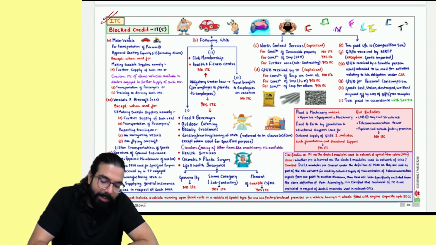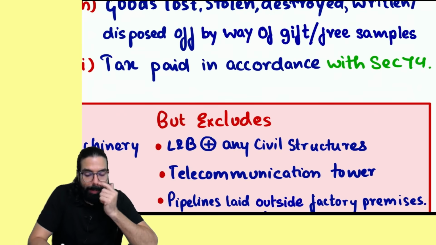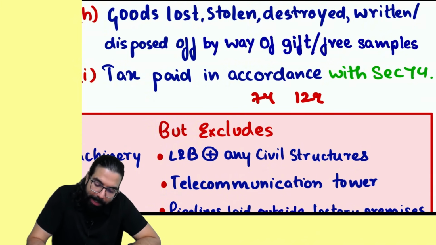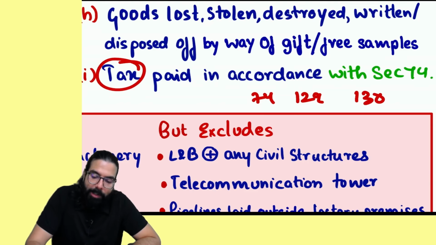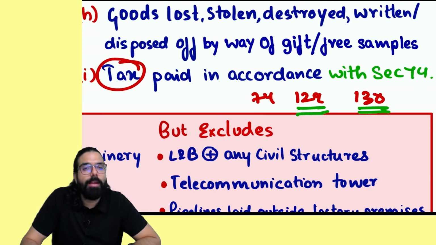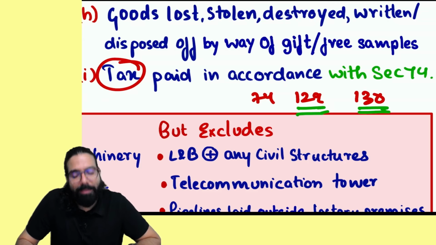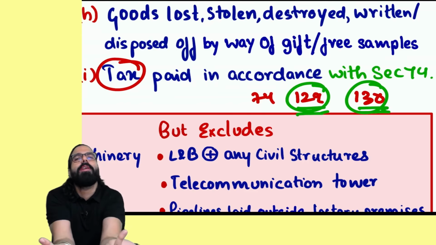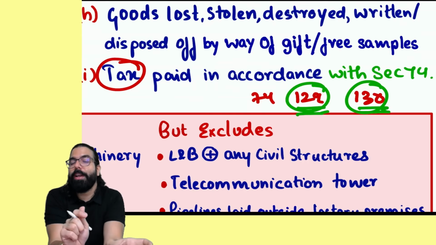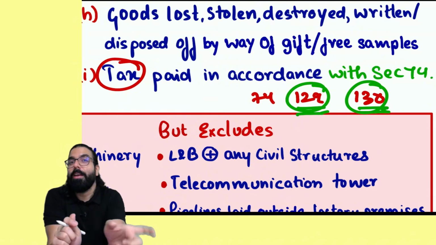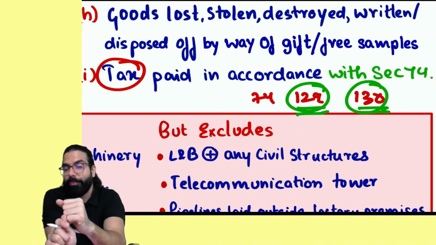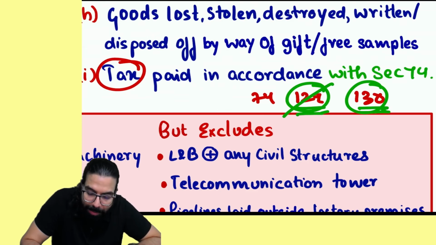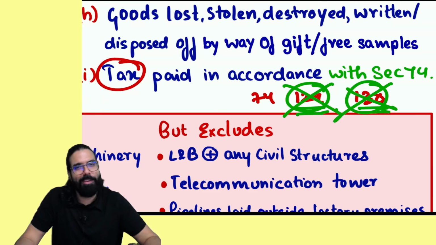Next one. In Section 17, one point was there: if tax is paid in accordance with Section 74, 129 and 130. Under Sections 129 and 130, you never pay tax, you pay penalty, and on penalty you never get credit. Sections 129 and 130 are basically about seizure and confiscation. Sir, on the way, if your truck is stopped, at all those times you pay penalty, and credit of penalty is never available. Penalty anyways, you don't get credit.